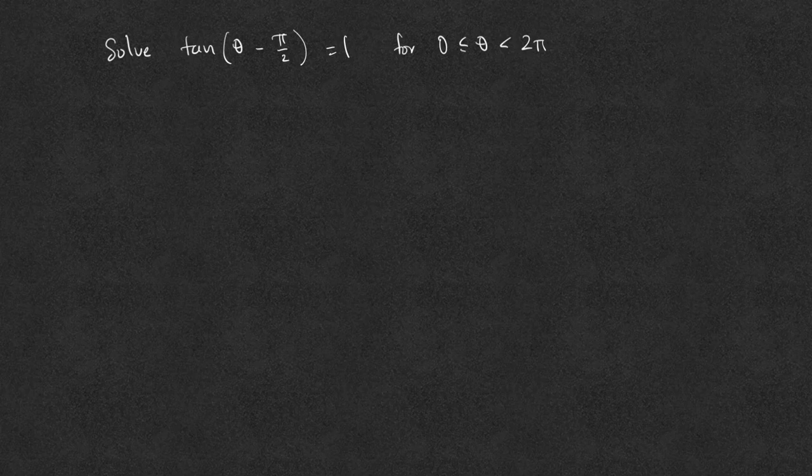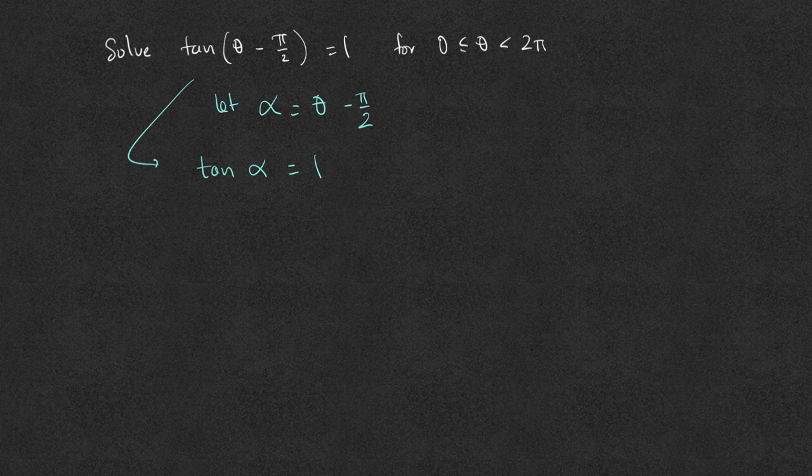Solve the equation tangent of theta minus pi over 2 equals 1. What goes inside of tangent has to be an angle, and so we will let alpha be theta minus pi over 2. Then this equation is now tangent of alpha equals 1.